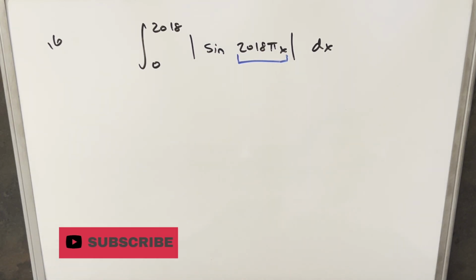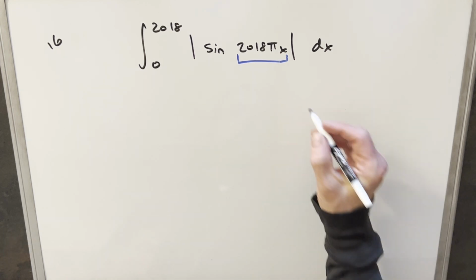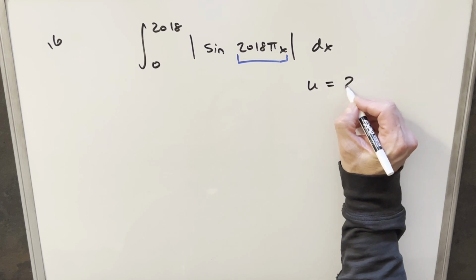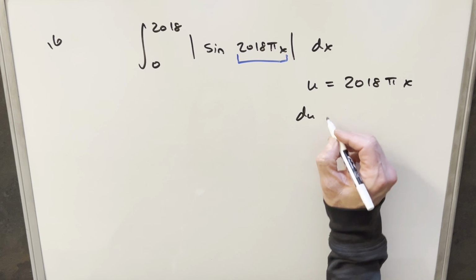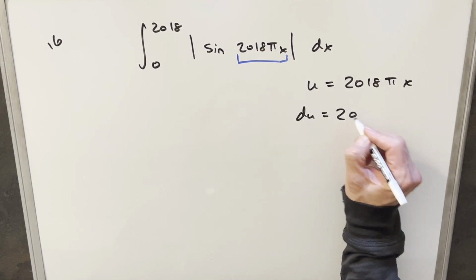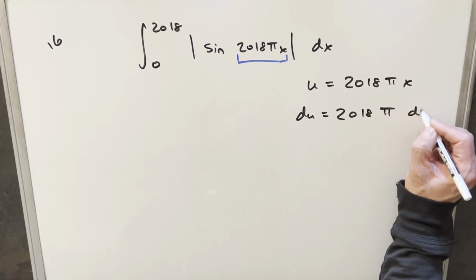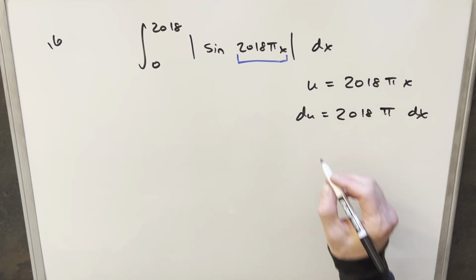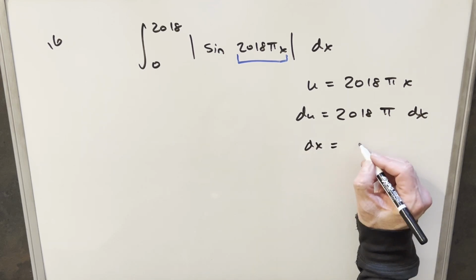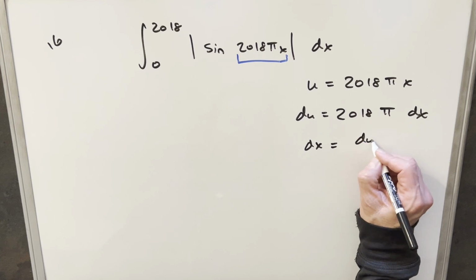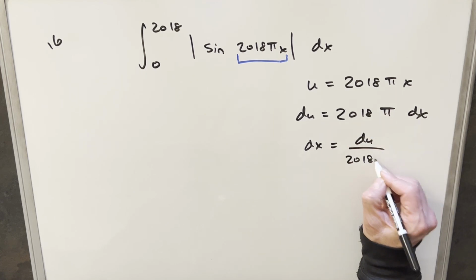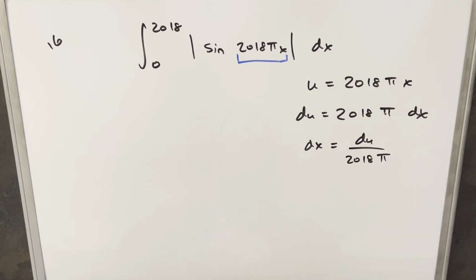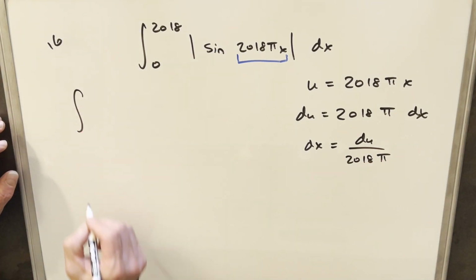I really want to simplify that, and I'm going to do that with the u substitution. So I'm just going to call this whole thing my u. We'll say u is 2018 pi x. We'll take a derivative. du is just going to be 2018 pi dx. And I think what I'm going to do is just solve for dx, so we'll write dx in terms of du, by dividing by 2018 pi on both sides. We'll have du over 2018 pi. Then we'll go ahead with the substitution.